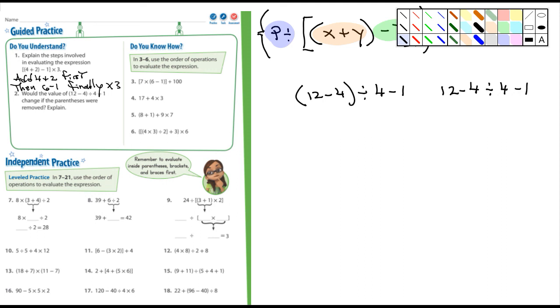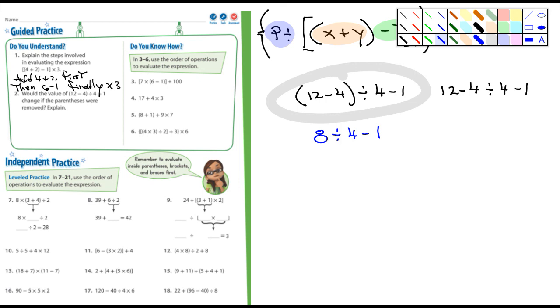So let's do the one with the parentheses first. We're going to do this one first here. Let's take a look at it here. So what's the first thing we do? Well, we got to do what's in parentheses first. Remember, PEMDAS, parentheses come first. What's 12 minus 4? So it's 8. So I can drop those now because I've now solved what's within them. So we have 8, and I'm going to write down divided by 4 minus 1.